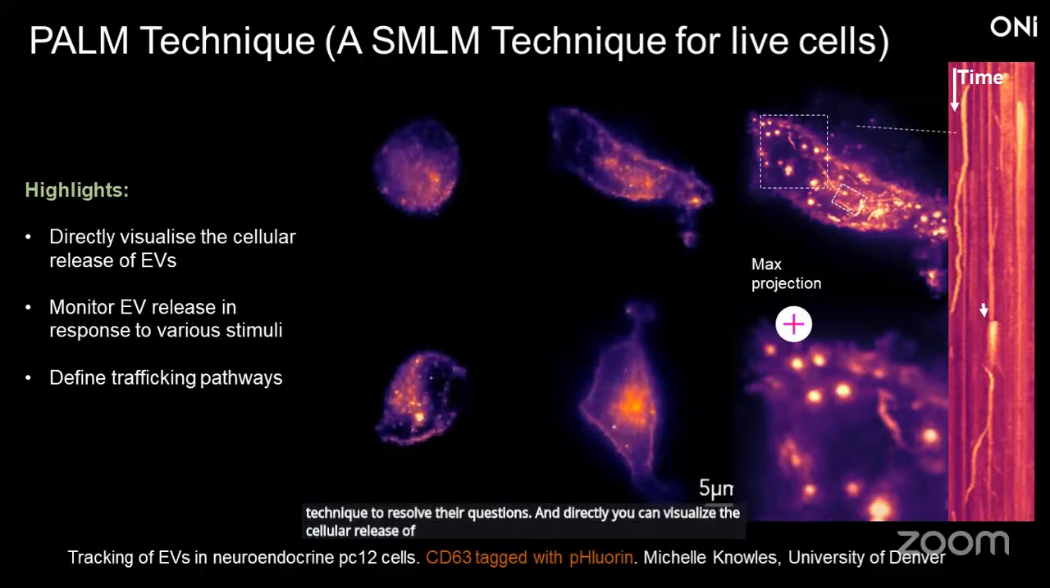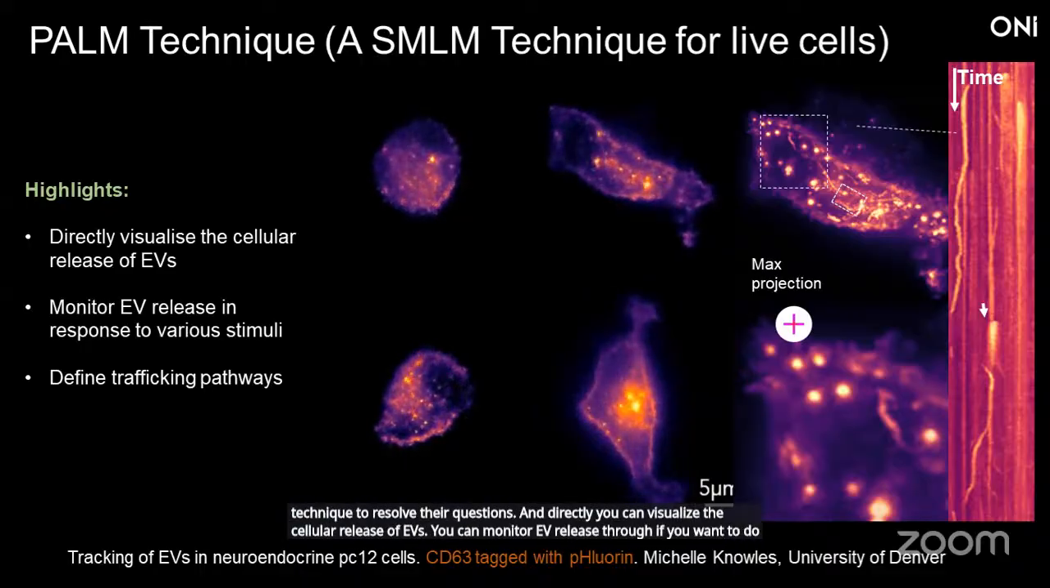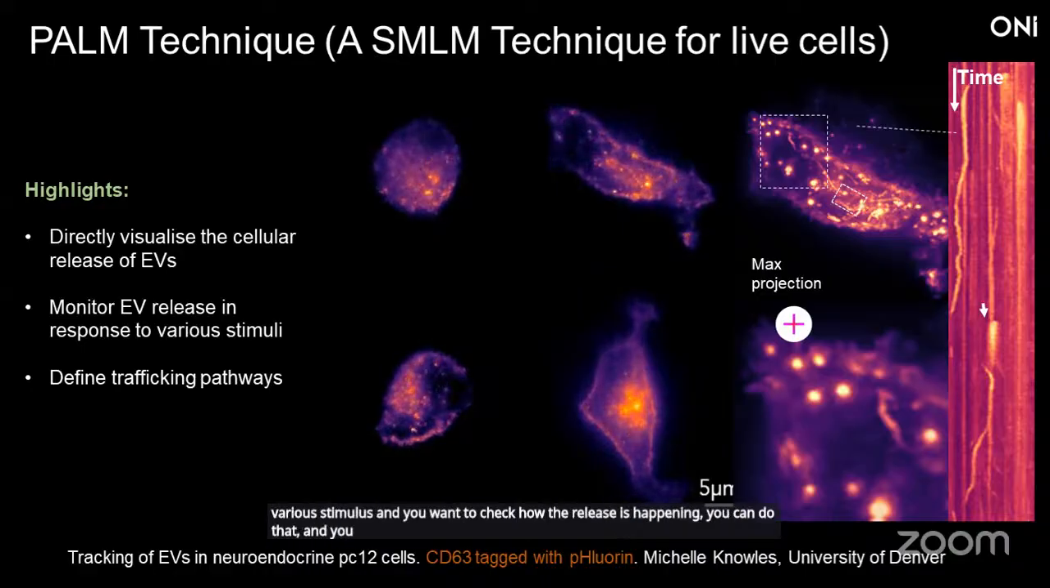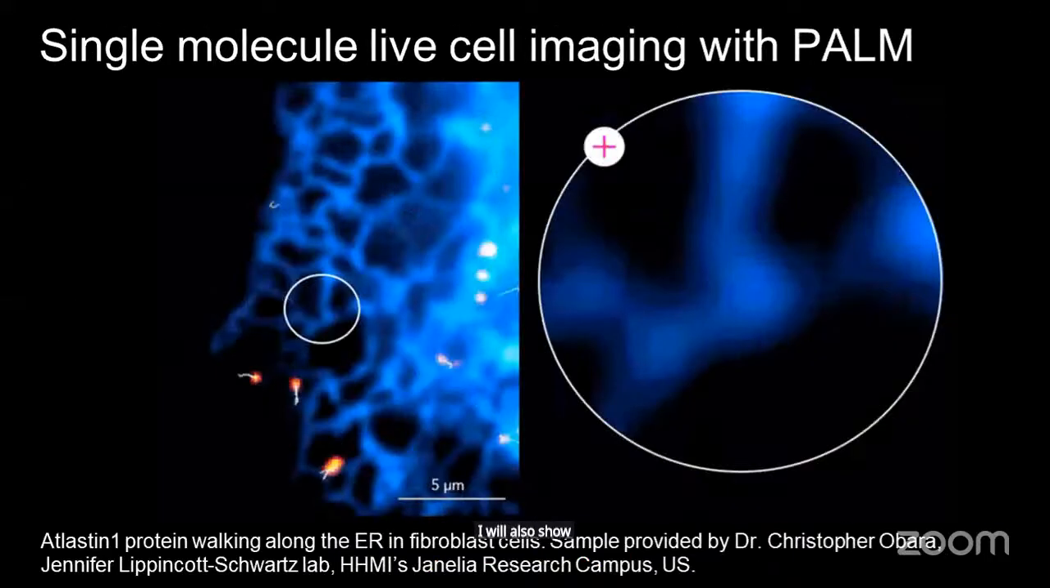You can monitor EV release if you want to apply various stimuli and check how the release is happening. You can also define the trafficking path. So every EV can be tracked completely. I will also show you that tracking analysis.